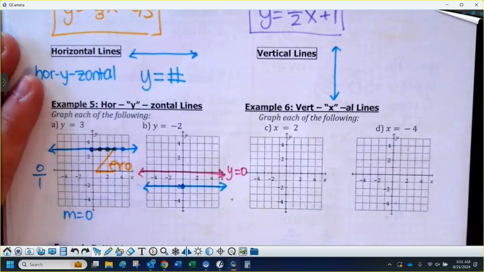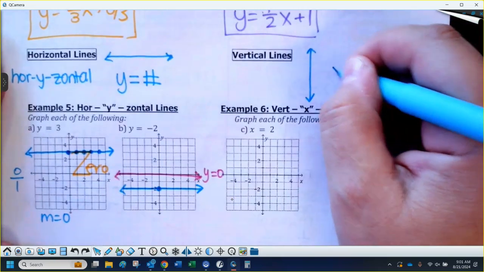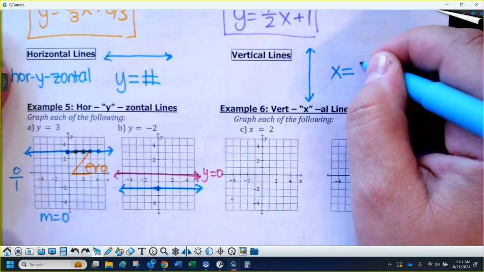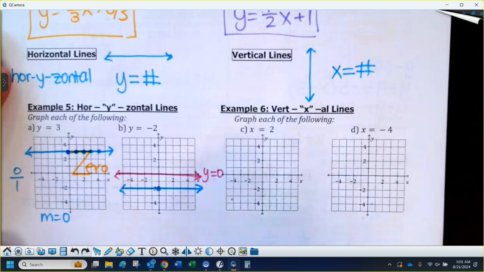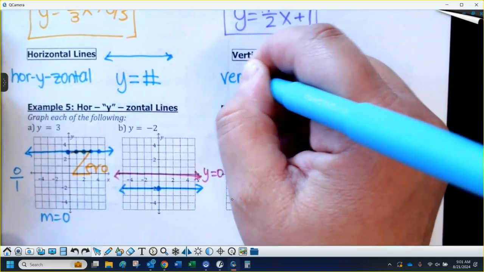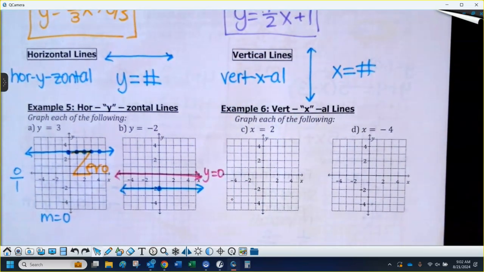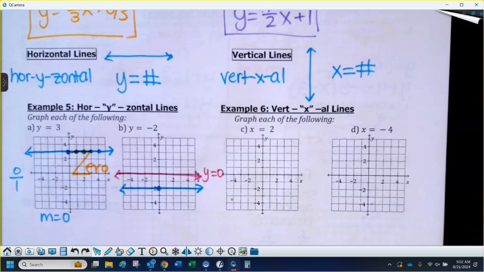All right, now vertical lines, similar. Again, people kind of mess it up because when they think vertical, they think the y-axis, but any vertical line is actually x by itself equals some number. To help remember this, I call this vertexal. I literally say that to myself: any vertical line is x equals a number. So if I'm graphing a vertical line, I know to find an x value.